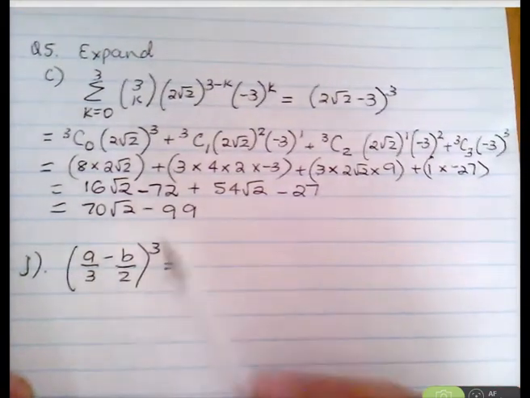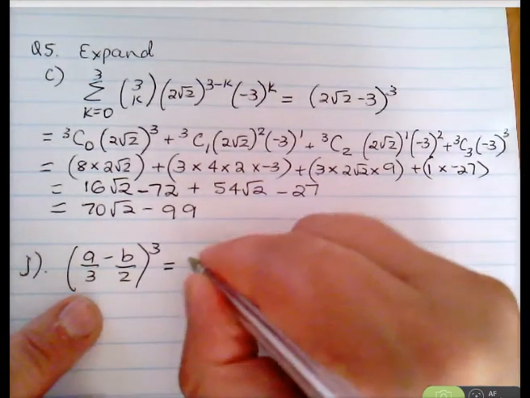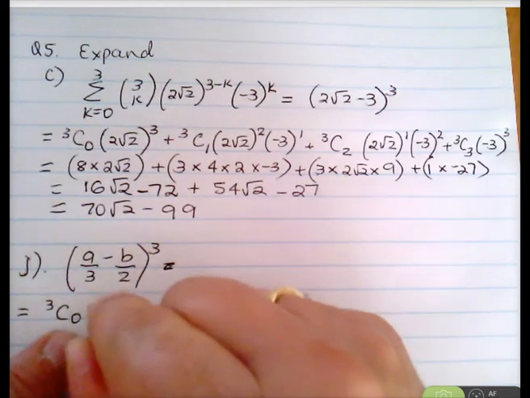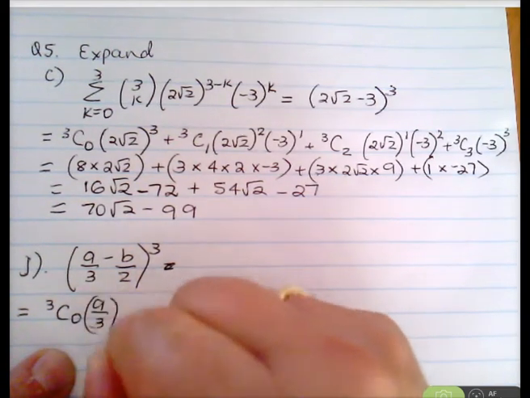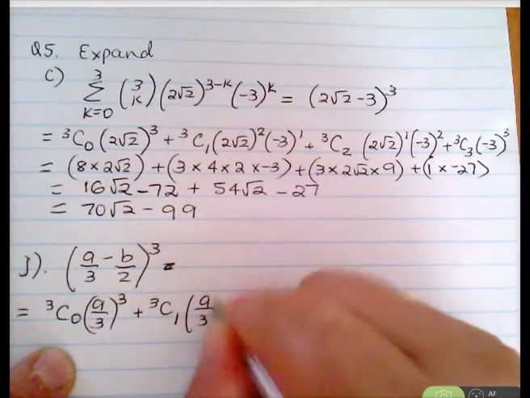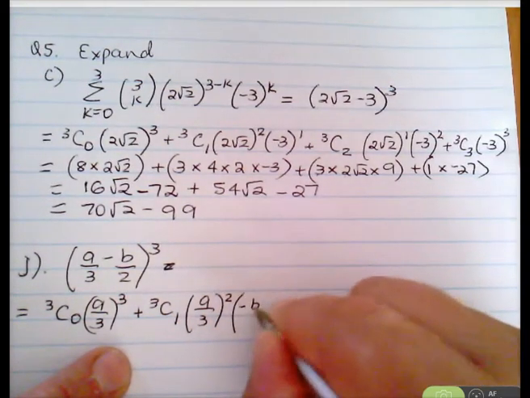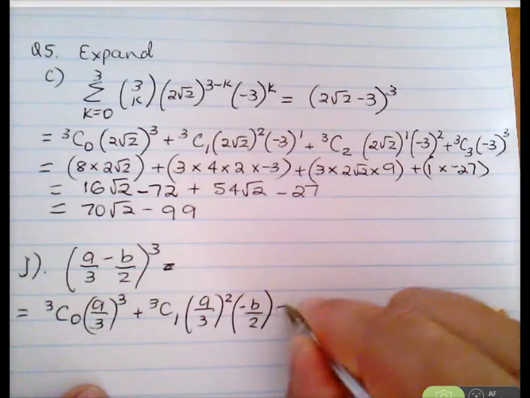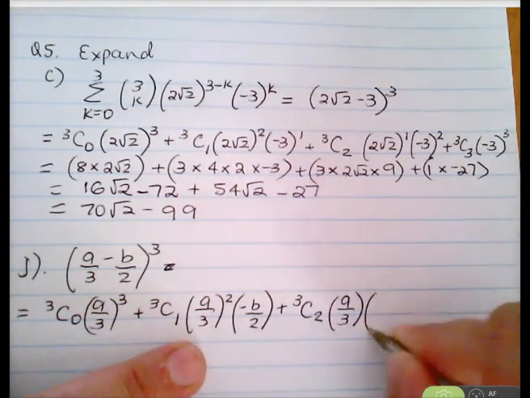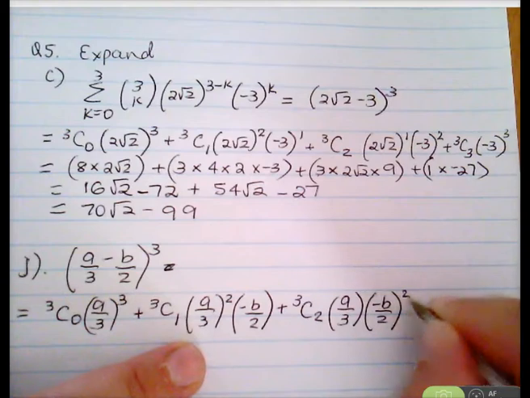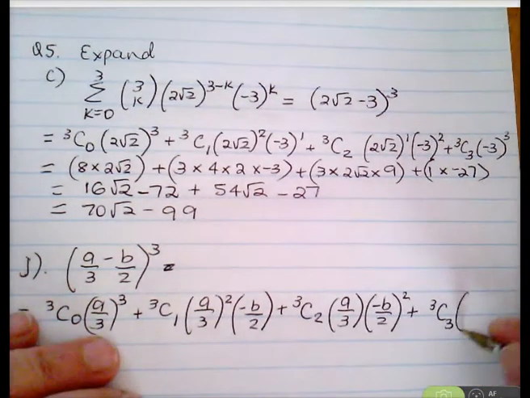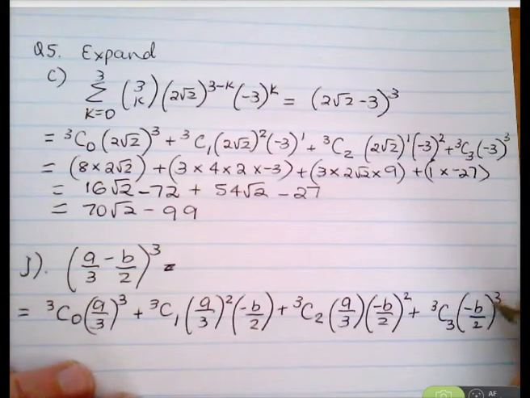Now the expansion of this here, remember we start with, I'll just do it down here, it's 3 choose 0, a over 3 cubed, plus 3 choose 1, a over 3 squared times negative b over 2, plus 3 choose 2, a over 3 times negative b on 2 squared, plus 3 choose 3, there's no a over 3, and you'll have negative b on 2 cubed.